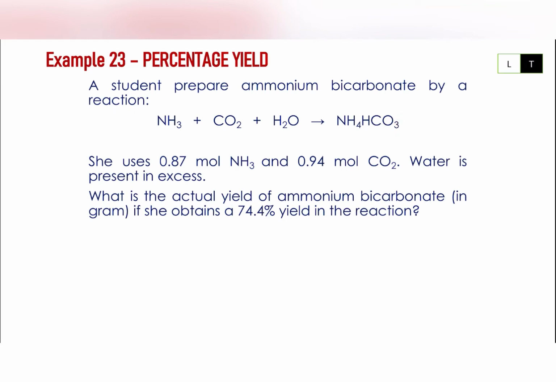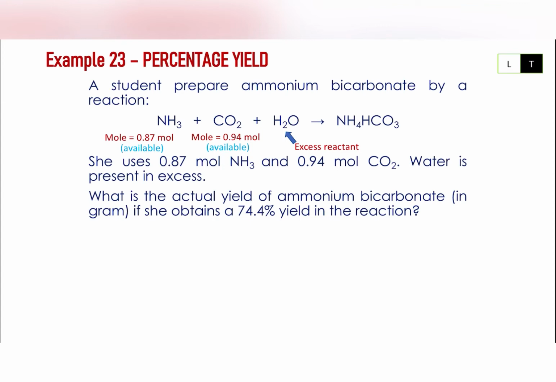Next, we are going to take out the information. It is said that 0.87 mole of NH3. So this is mole for NH3, mole available. Next, 0.94 mole CO2. So you got mole available for CO2 as well. Water is present in excess, so you can label water as excess reactant. So this is one kind of question where you got 3 different reactants, but which one is the limiting reactant? Make sure you read the question carefully because sometimes the hint is coming from the question.